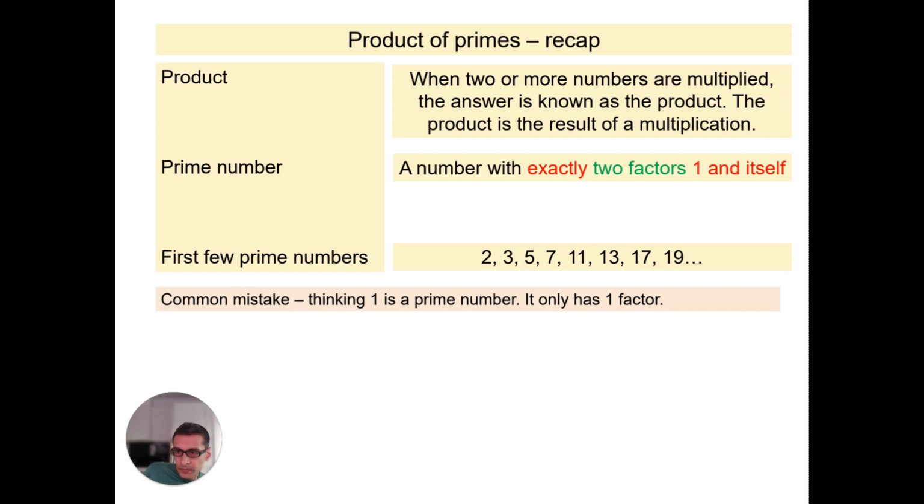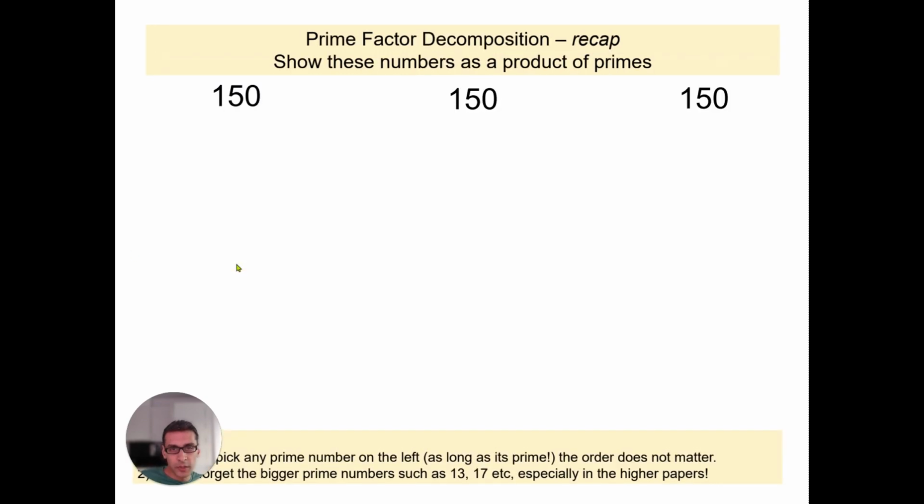So let's do an example of finding a product of primes for the number 150. Now I'm going to do this in 2 different ways, or 3 different ways, and you're going to see on the screen how I get the same answer every time. So let's do the first one here.